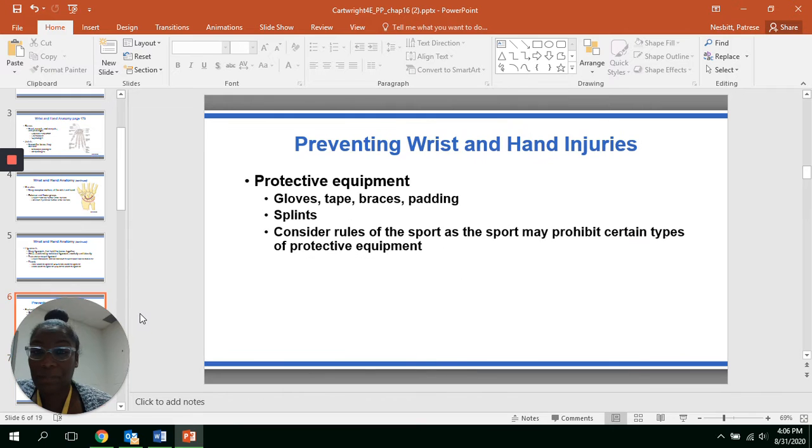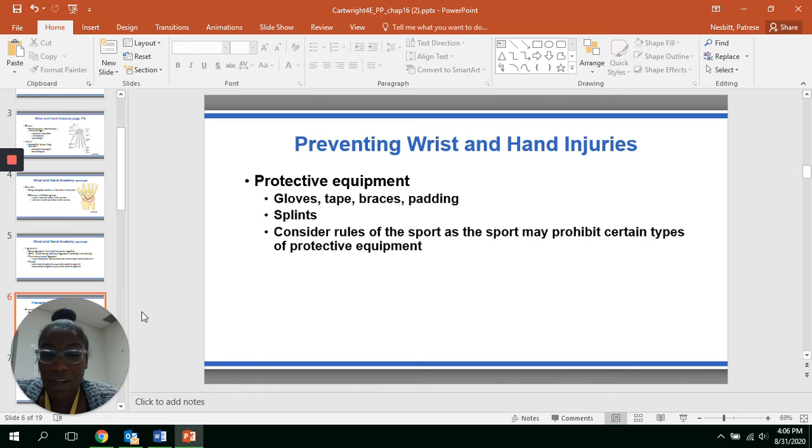Like I said, just going right into it, think about every sport that requires gloves, or think about an activity that might require support of the wrist. I'll give you a second, think about it.